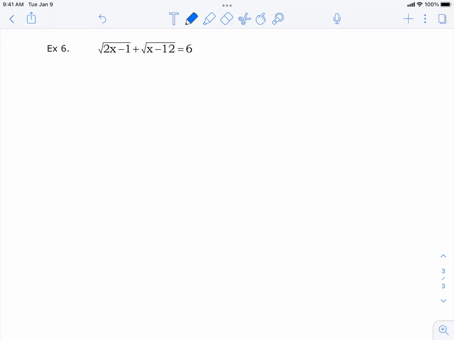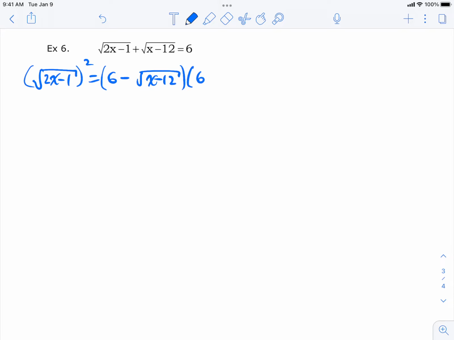I'm going to assume you paused the video and you tried that one yourself. Now I have no idea what the answer is, so I'm going to have to work it out. So first I'm going to subtract this on both sides in order to isolate one of these radicals. 6 minus, and again it doesn't matter which one you isolate, you get the same answer in the end. Now comes the part where we square both sides.